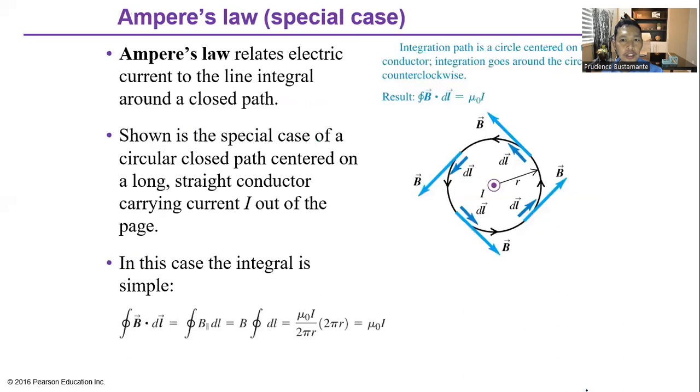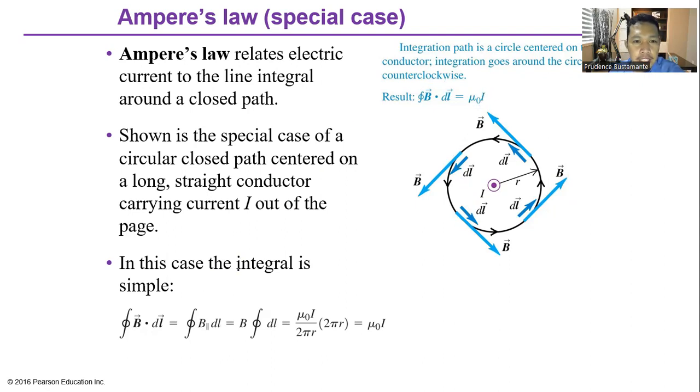So now let's go to Ampere's law. Special case: Ampere's law relates the electric current to the line integral around a closed path. Shown is the special case of a circular closed path centered on a long straight conductor carrying current I out of the page. So you have a conductor out of the page, inside the circle of a line integral. Ampere's law states that the closed integral of B dot dl is equal to mu naught times I. So let's prove this one.